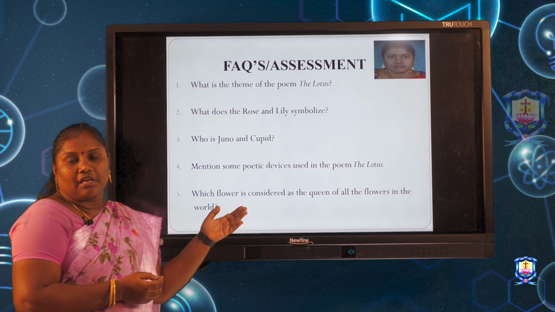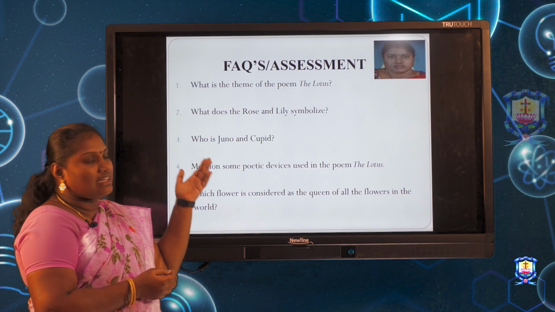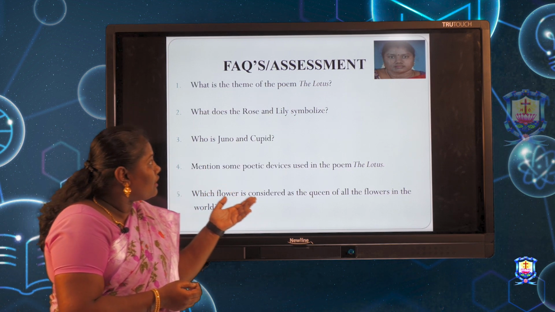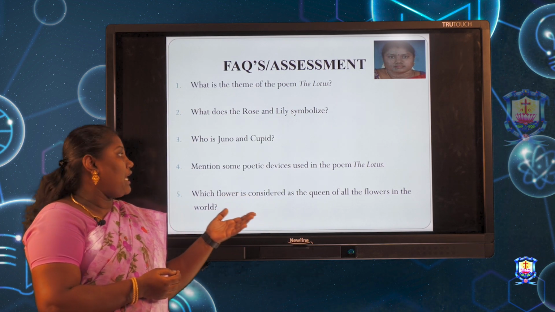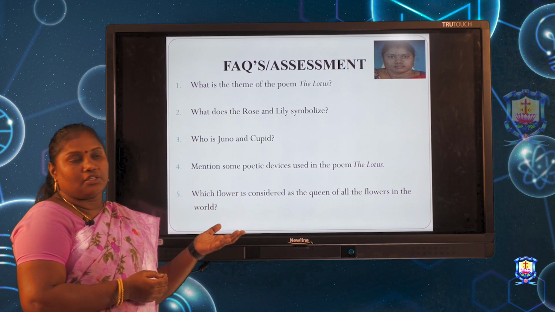These are the assessment questions. What is the theme of the poem? What do the rose and the lily symbolize? Who are Juno and Cupid?